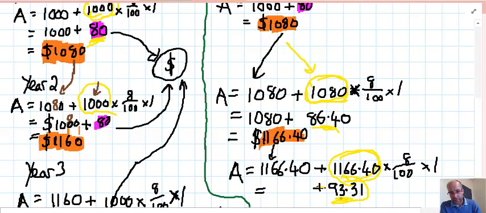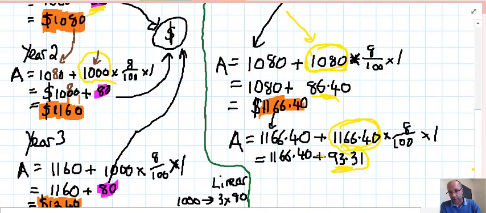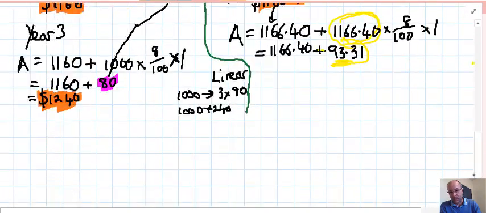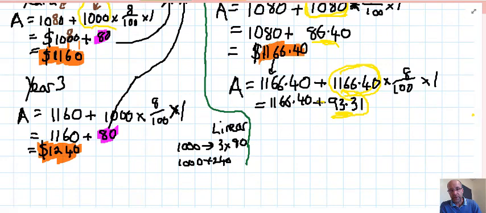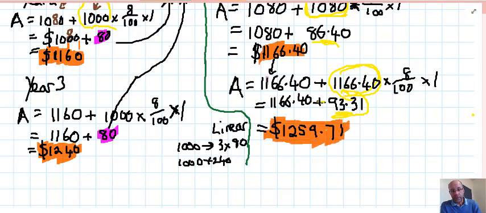Okay, so that's gone up. Look at that. So it was 80, and then 86.40, and then 93.31, and we get to add that on to a larger principal for that period, and we're starting to get away now. Once we add these together, we're starting to get away from the corresponding amount from simple interest. Let's have a look at how it goes. So we've got 1,259.71 there.